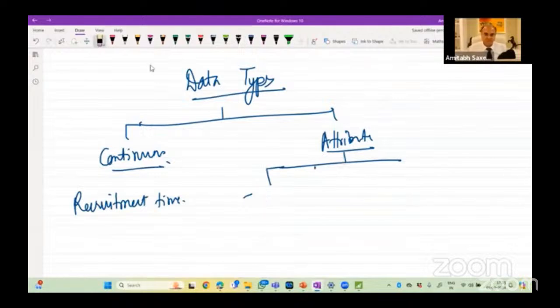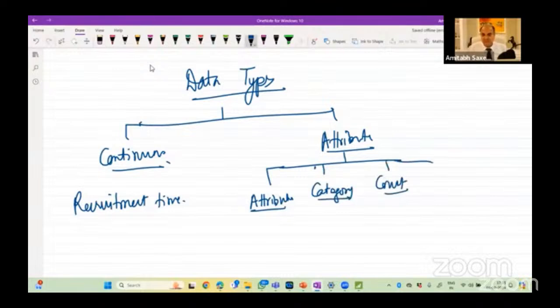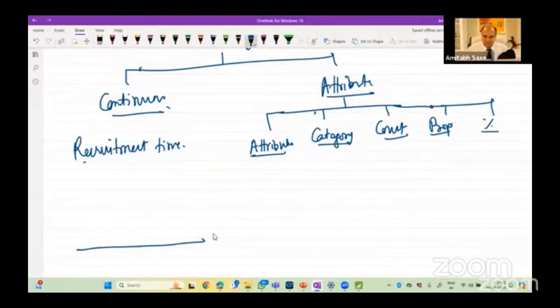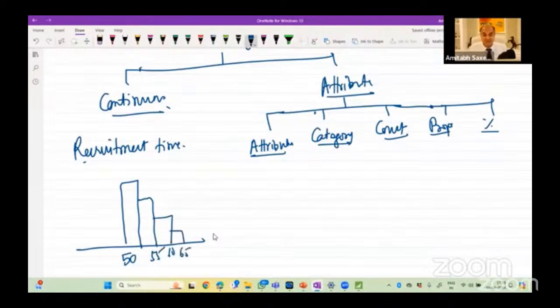Okay, let me do it in a stepwise way. So the way we learned attribute, we'll create a category, we'll create a count, and then we'll create a proportion, and then we'll create a percentage. Okay. Now recruitment time, whenever I'm dealing with continuous data, I can use a histogram. It means I collect 30, 40 samples of my recruitment time. And I say, okay, most of the recruitments are taking 50 days. Some are taking between 50 to 55 days. Some are taking between 55 to 60 days. Some are taking between 60 to 65 days.